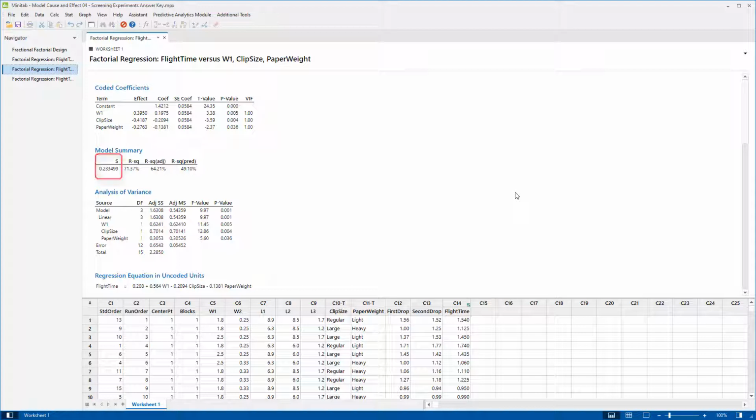This is the standard deviation of the residuals, also called the standard error. R squared at 0.71% is quite high. R squared adjusted is also pretty good. The predicted R squared value is used to determine whether or not your model has been overfitted. That means it would be able to predict only the data set that was used to build the model, but not very good at predicting values outside of the data set.